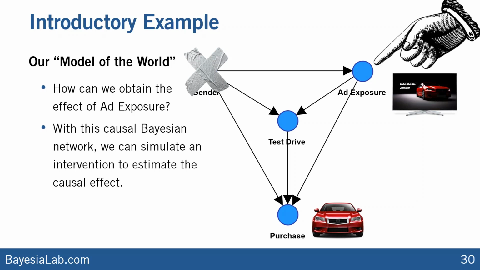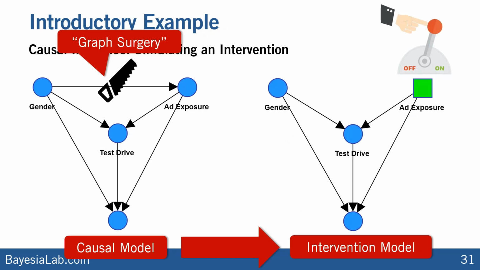So as we manipulate ad exposure, we don't want the gender mix to change. Now, the way this works in BayesiaLab and with Bayesian networks in general, there are actually several ways to do that. Perhaps the best known approach is to perform graph surgery. This has been proposed by Judea Pearl as a method for inference.